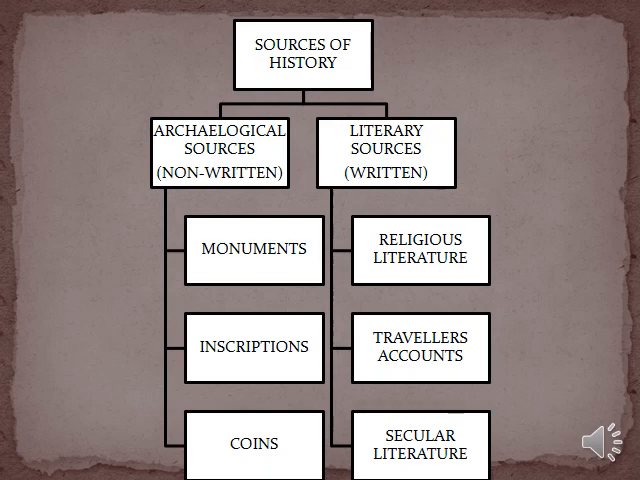So, here we divided the sources of history into two parts: archaeological sources, that are non-written sources, and literary sources, that are written sources. Written means they wrote something on papers or on the walls. Archaeological sources are monuments, inscriptions, coins. Some of the literary sources are religious literature, traveler's accounts, secular literature.